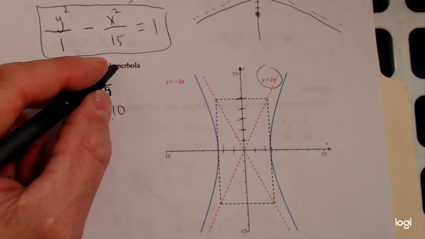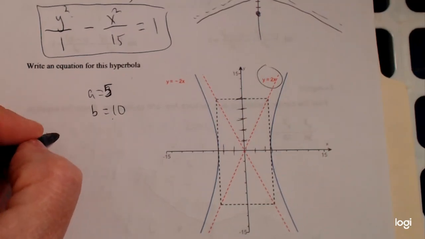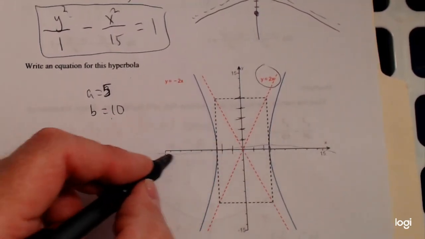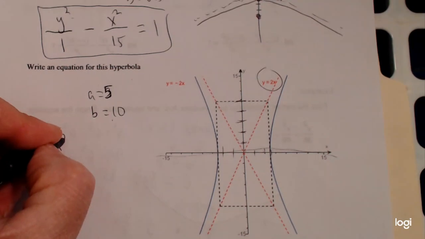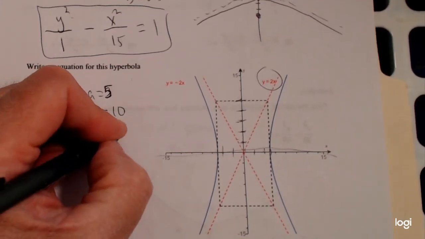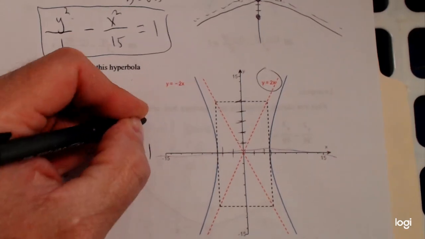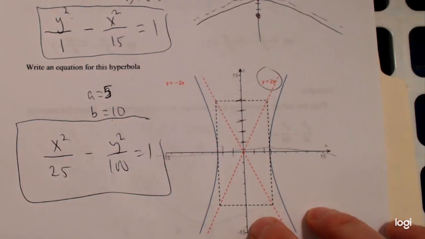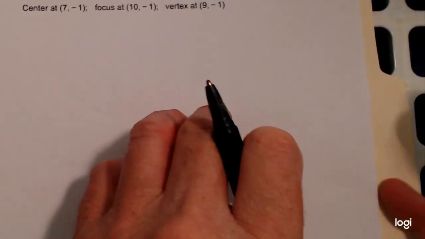We don't need to know what C is to write the equation, so we're good. The transverse axis is the x-axis, so it's going to be x squared over 25 minus y squared over 100 equals 1. So the only way to get good at this is to practice it.